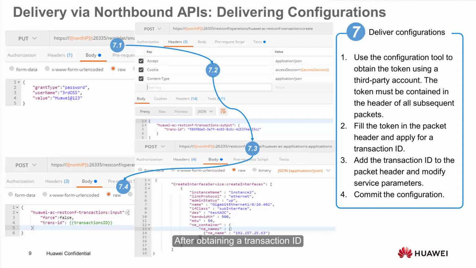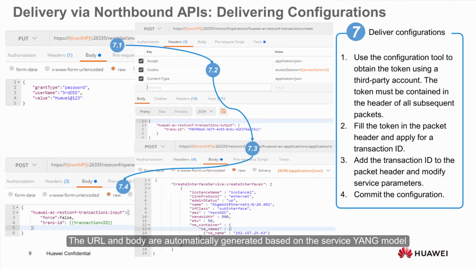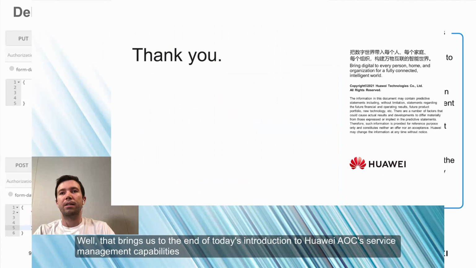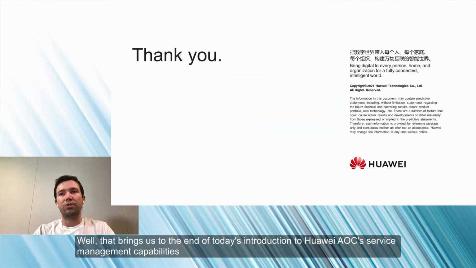After obtaining a transaction ID, we can edit the service configuration. The URL and body are automatically generated based on the service Yang model. We just need to set the URL and body based on the service parameters. Finally, we invoke the commit interface to deliver the configuration through a northbound API. Well, that brings us to the end of today's introduction to Huawei AOC's service management capabilities.